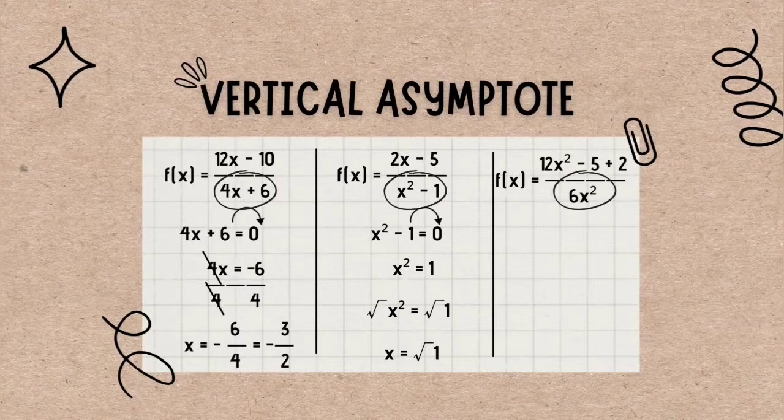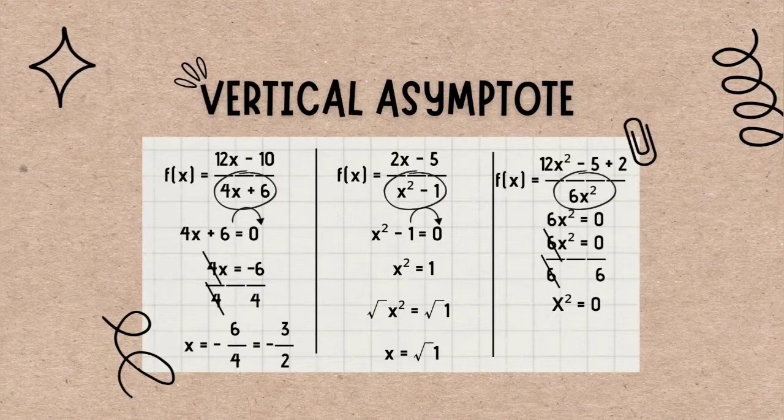Equate natin ang denominator to 0, then let's solve for x. 6x squared equals 0. I-divide na natin siya. 6x squared divided by 6. Let's cancel this out. Matitira na lang ay x squared. 0 divided by 6. So, ang sagot ay x squared equal 0.